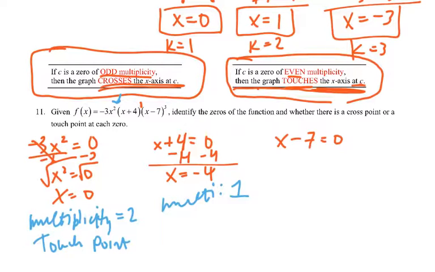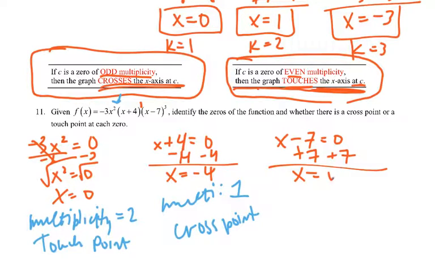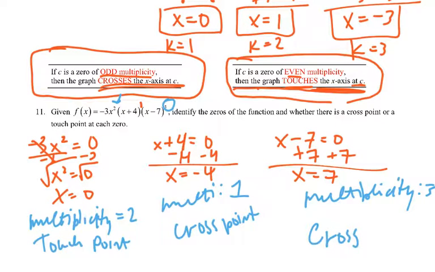And so this, therefore, that's odd. So this is a cross point where the graph will actually cross through the x-axis. This last one, add 7 to both sides. You get x equals 7. The multiplicity on this one is equal to 3, which is odd. So this is a cross point.